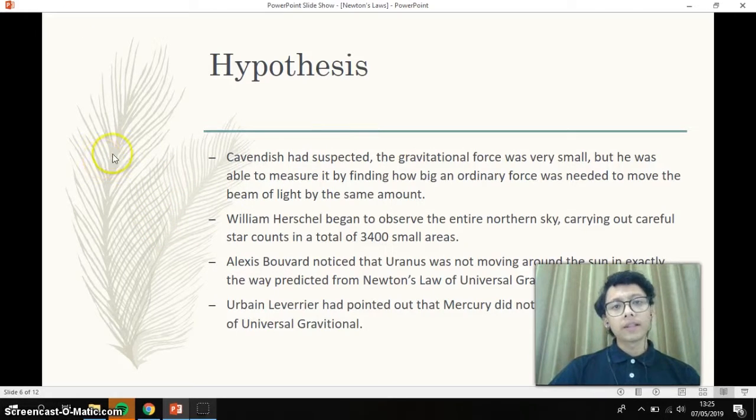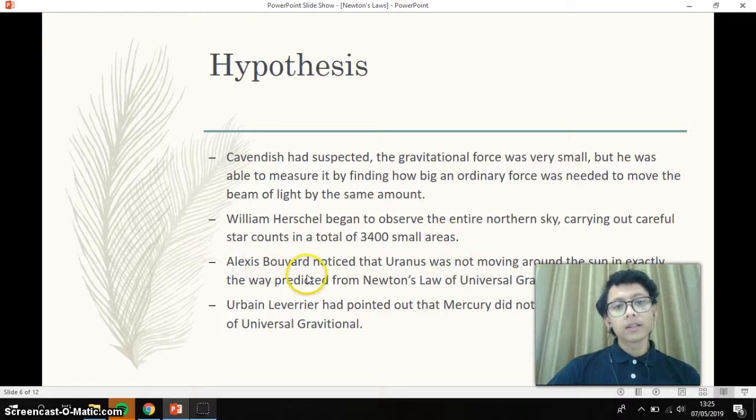Cavendish had suspected the gravitational force was very small, but he was able to measure it by finding how big an ordinary force was needed to move the beam of light by the same amount. And William Herschel began to observe the entire northern sky, carrying out careful star counts in a total of 3,400 small areas.